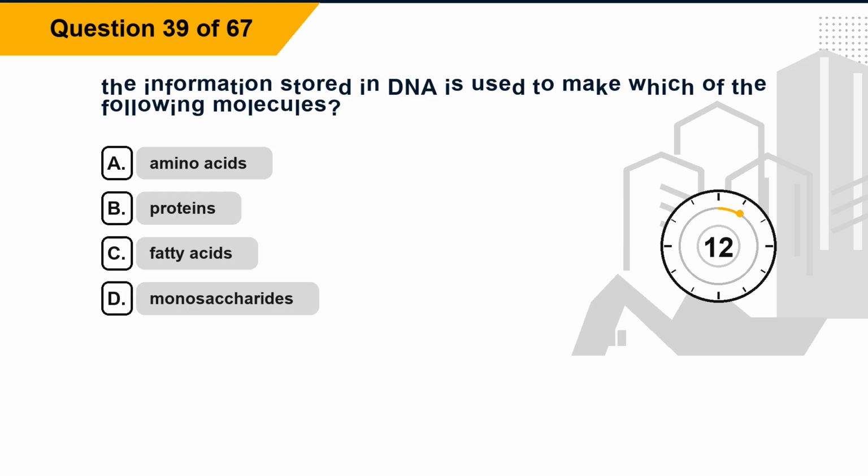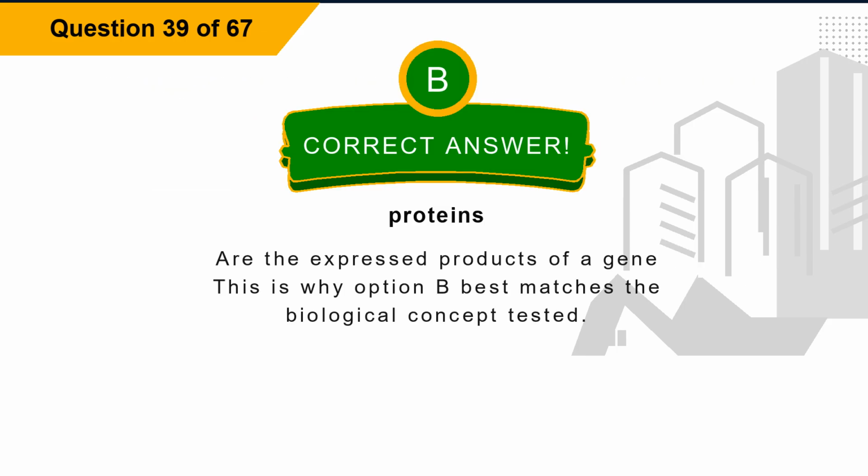Question 39. The information stored in DNA is used to make which of the following molecules? Option A, amino acids. Option B, proteins. Option C, fatty acids. Option D, monosaccharides. The correct answer is option B, proteins. Explanation: proteins are the expressed products of a gene.